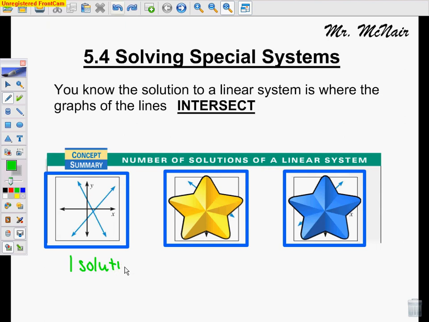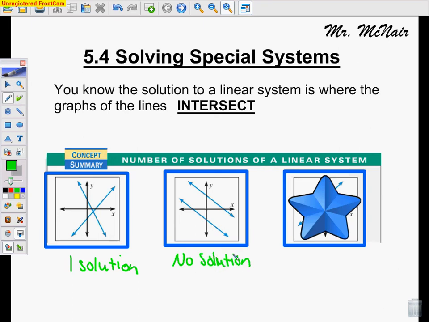Okay, let's write that a little better. Another way that they can interact is this. Two lines might not intersect at all. So since the solution is where the two lines intersect, and these lines don't intersect, this means that they have no solution. Why? Because the lines are parallel. And that's the symbol for parallel.